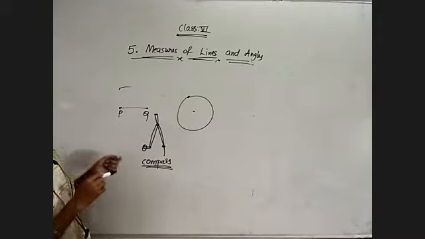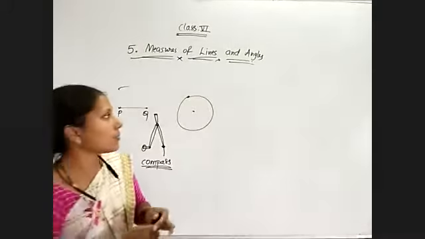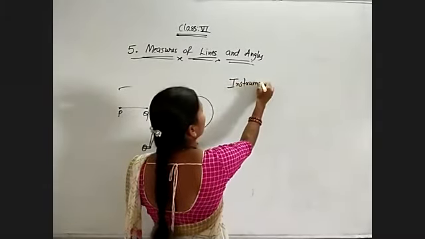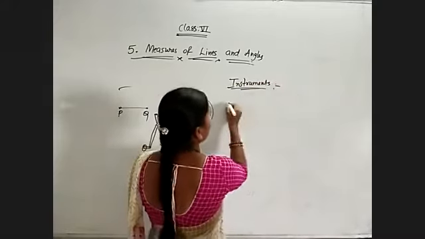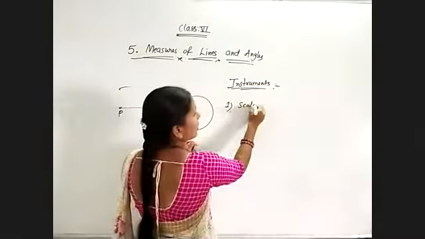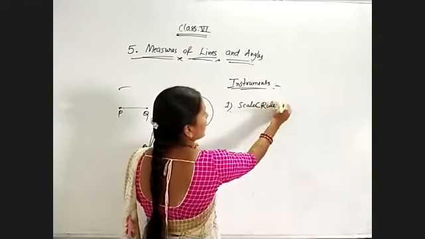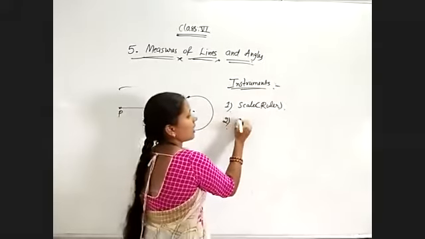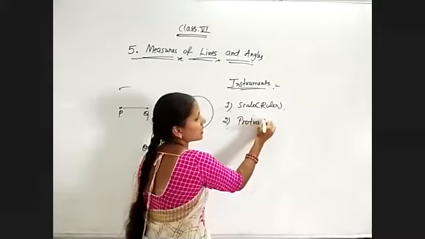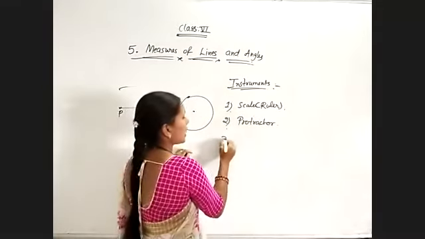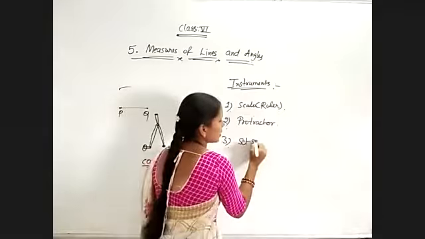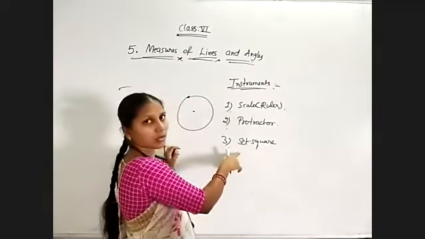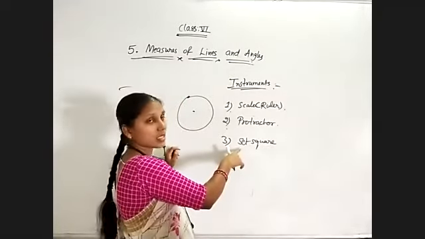Remember this. First, the geometrical instruments. The first one is the scale or ruler, and it is used in constructing every geometrical shape. Secondly, we have the protractor. It is used to construct and measure angles. And thirdly, we have the set square. A set square is in the shape of a triangle. To draw perpendiculars, we can use a set square.